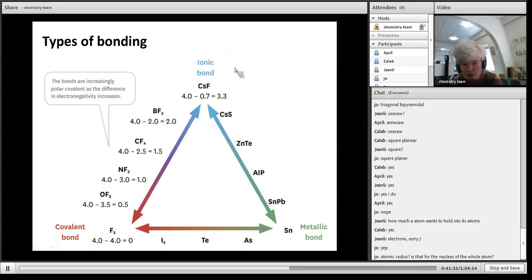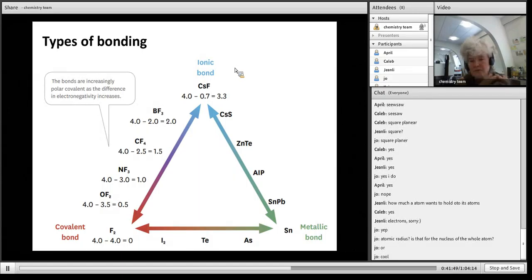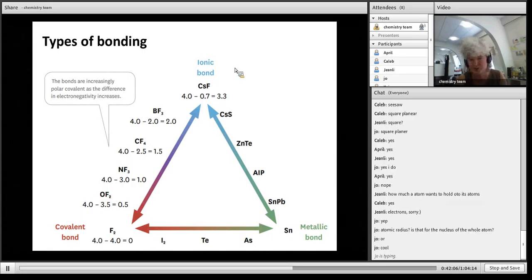Joe, you had a question there. Atomic radius, is that for the nucleus of the whole atom? Atomic radius is not just for the nucleus, it's for the whole atom, because the nucleus is actually very, very tiny. It's like a cricket ball in the whole big, enormous stadium. So we're talking about the whole stadium as being the size of the atom, and the radius would be from the center of the stadium to the outside.